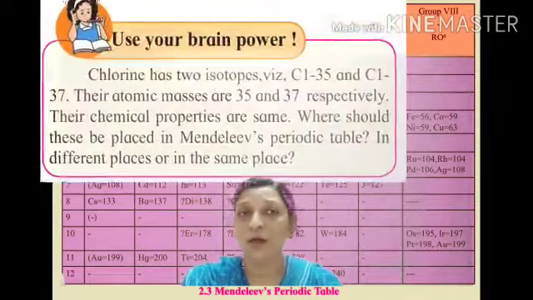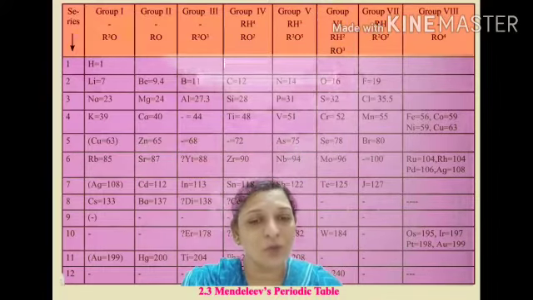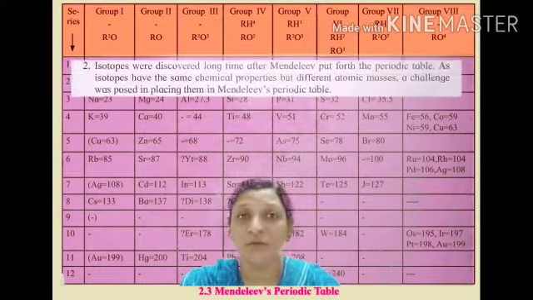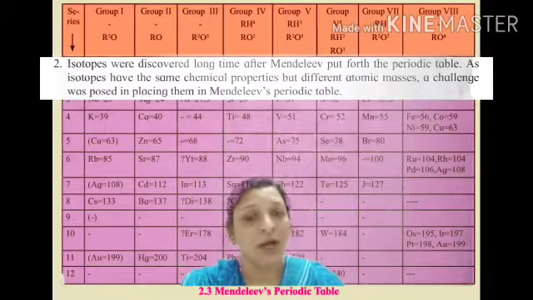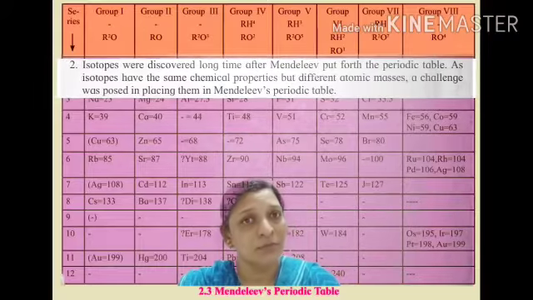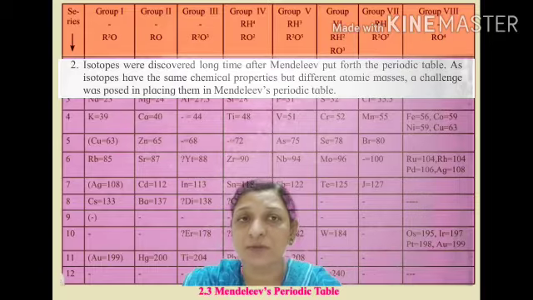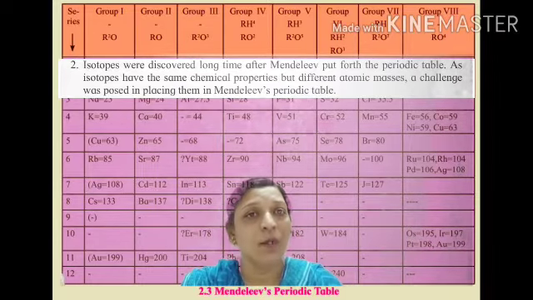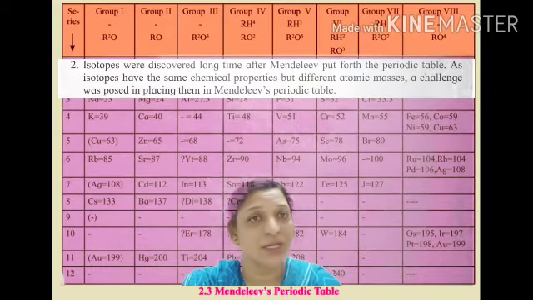The second demerit, isotopes. Isotopes were discovered long time after the explanation of Mendeleev's periodic table, and by the periodic law on which the Mendeleev's periodic table was based, isotopes have to be placed in separate places, but it was not possible in the Mendeleev's periodic table. So that was the second demerit of Mendeleev's periodic table.